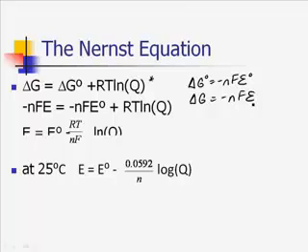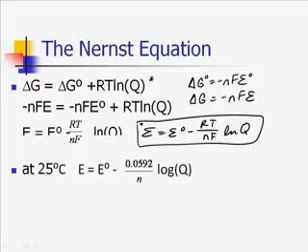Okay, and we put that in there, we get, this slide has gotten messed up for some reason, E equals E naught minus RT over nF natural log of Q. So this is one form of the Nernst equation. R is the 8.3145 value. Temperature is in Kelvin. n is still the number of electrons transferred. F is the Faraday constant. Q is our reaction quotient.